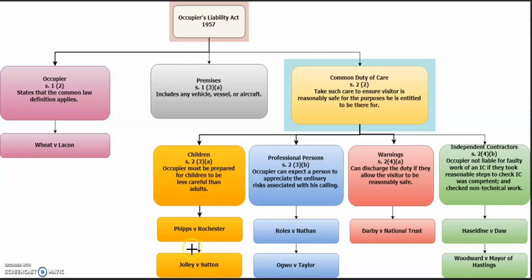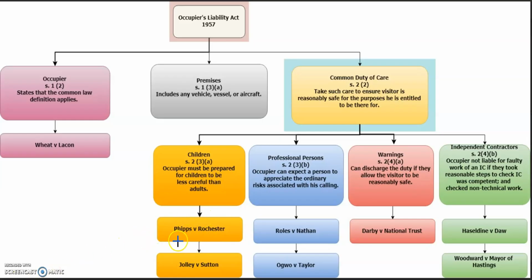So in Phipps and Rochester, we had a 5-year-old boy walking across some open ground with his 7-year-old sister, and there wasn't an adult with him, and he was injured when he fell into a trench. Now, the defendants that owned the land were not held liable because the judge said that an occupier is entitled to assume that prudent parents would not allow such a young child to go unaccompanied to places where it's unsafe. So you're going to need to look out as to whether the child is so young that you think a parent or a responsible adult should be in charge of them.